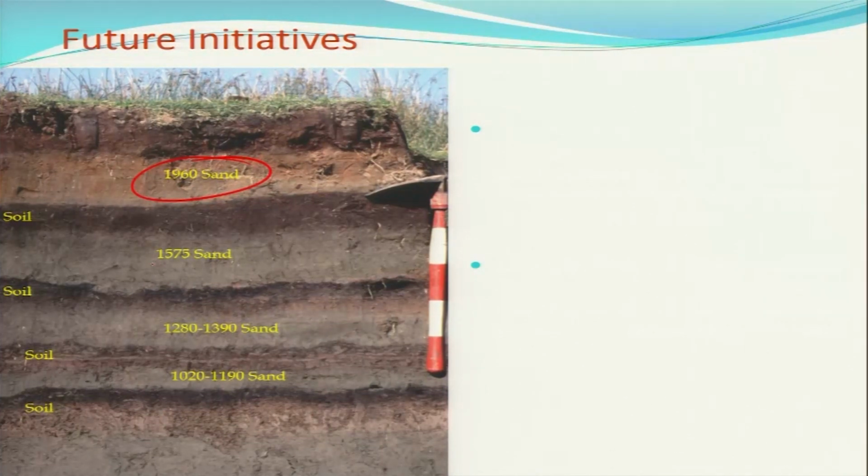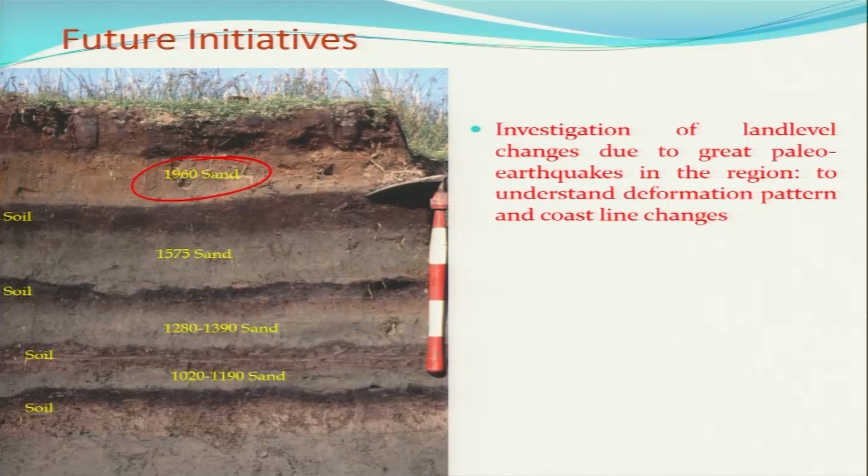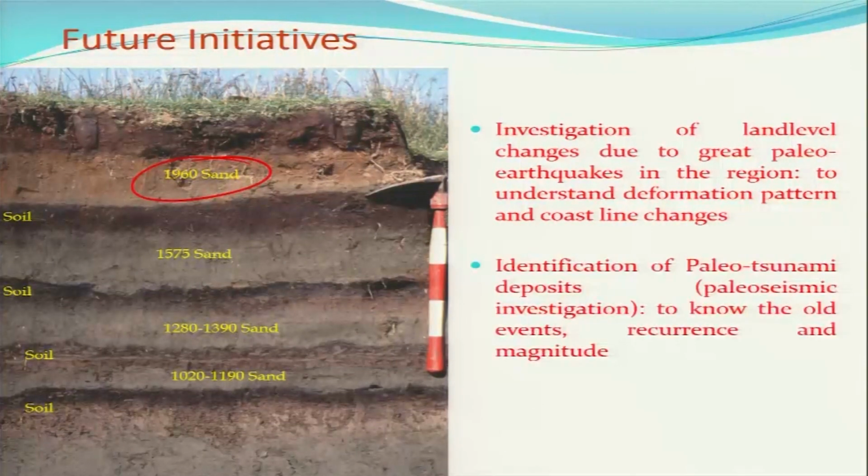We had another one in 1575, and then during 1280 to 1390 AD, and there was another one in 1120 to 1190. So what we basically identified is that we had multiple events, and based on such investigations, we can identify the paleo tsunami events.